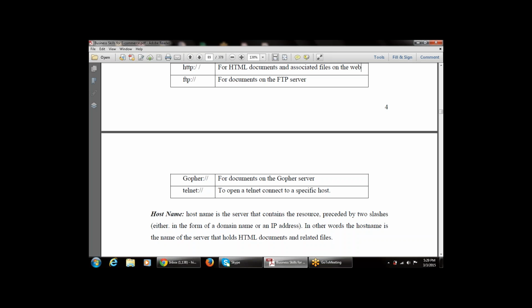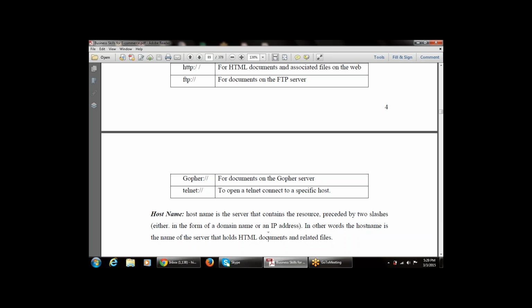The next topic is the host name. Now, what is the host name? It is a server that contains a resource. So the host name is nothing but the server that contains a resource, preceded by the two slashes, either in the form of a domain name or an IP address.